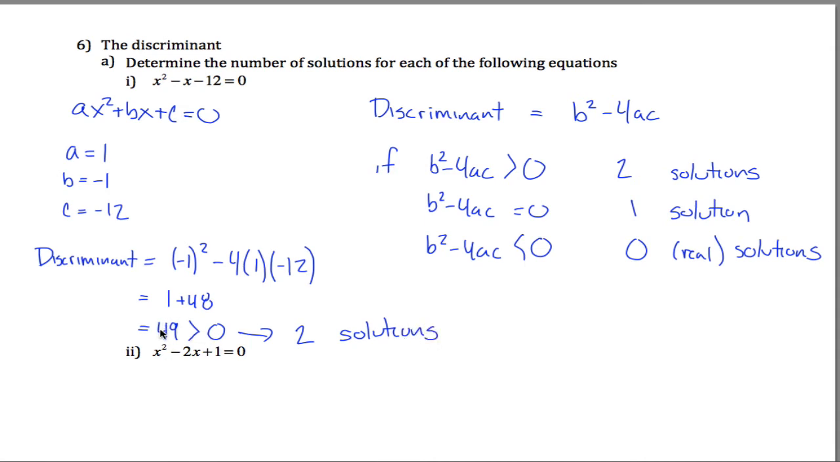If your discriminant is a perfect square, you get 2 rational solutions. If it's not a perfect square, you get 2 irrational solutions. I'm less concerned with that. I just want to know how many solutions you get.